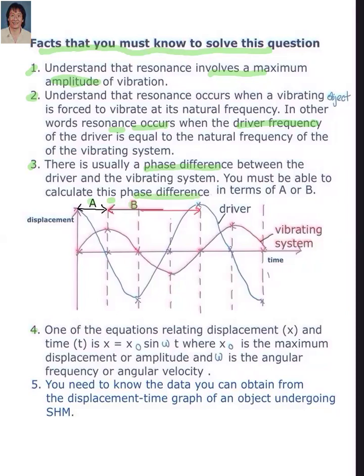Number 4, one of the equations relating displacement x and time t is x = x0 sin ωt, where x0 is the maximum displacement or amplitude and ω is the angular frequency or angular velocity. Finally, number 5, you need to know the data you can obtain from the displacement-time graph of an object undergoing simple harmonic motion.